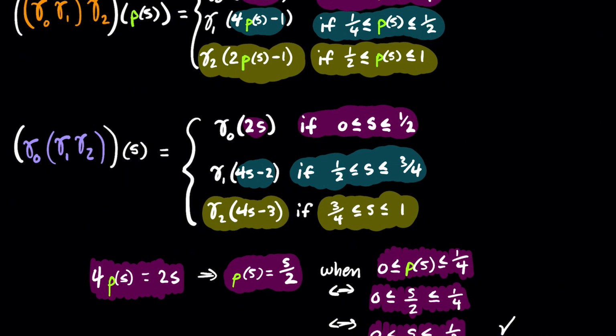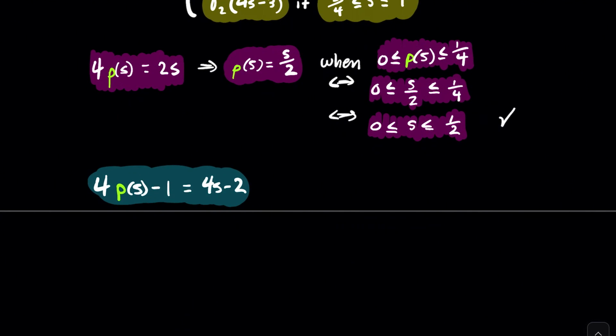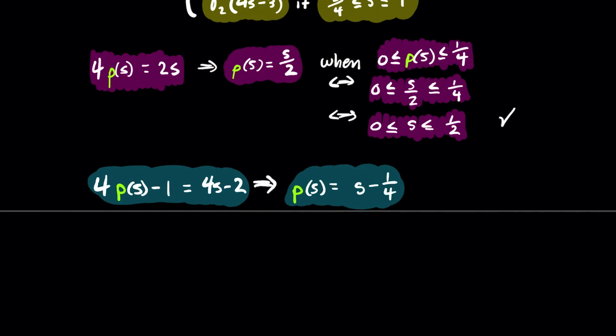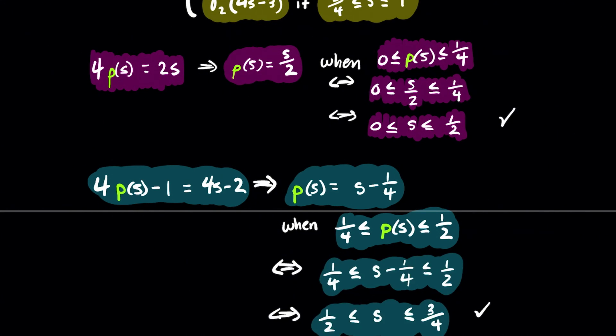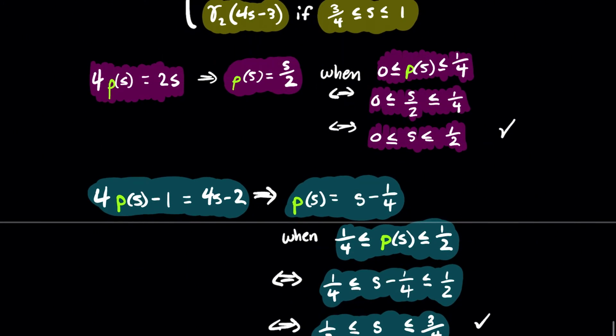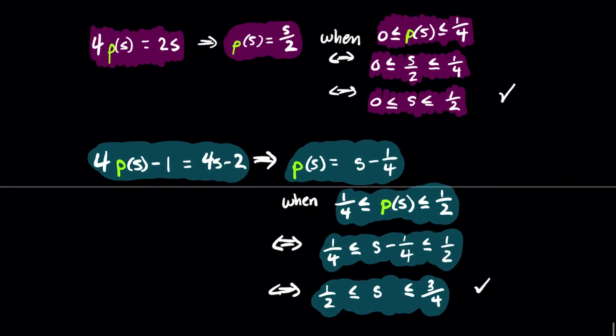Now let's look at the blue pieces. What you should come away with is that 4 times p of s minus 1 has to be the same thing as 4s minus 2. Solve that for p of s, and we've got our next piece of the function p: s minus a fourth. That has to be true whenever p of s is between a fourth and a half. If you plug in that new formula for p of s and rearrange it to get s by itself, you see that it matches the condition that the purple function had for s. That works for the s's between 1/2 and 3/4.